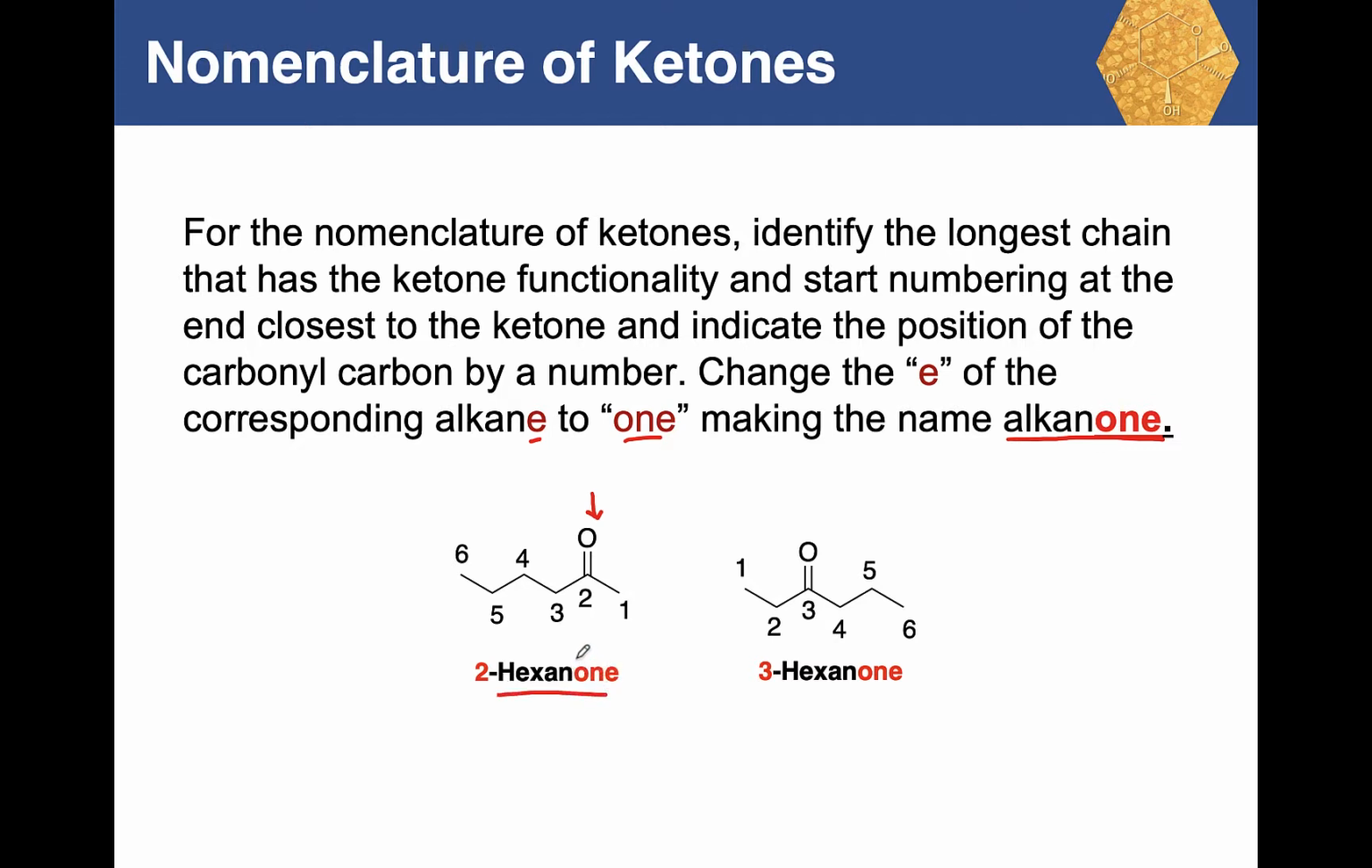Again, a main difference between naming a ketone and an aldehyde is that we'll have to indicate the position of the carbon-oxygen double bond by a number. And here it is. So the name of this molecule is 2-hexanone. This molecule is an isomer, a different molecule from this one. Here, the carbonyl is in a different location. Notice we start numbering from this end because this end is closest to the carbonyl. So this again is a hexanone, but it's a 3-hexanone because the carbonyl functionality here is in location number 3. So that's a review for you.